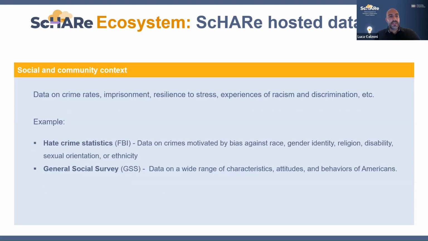The next category is social and community context. Here you will find data on crime rates, for example, like the hate crime statistics from the FBI. So data on crimes motivated by bias against race, gender identity, religion, disability, etc. And also data on resilience to stress, for example, or experiences of racism and discrimination.